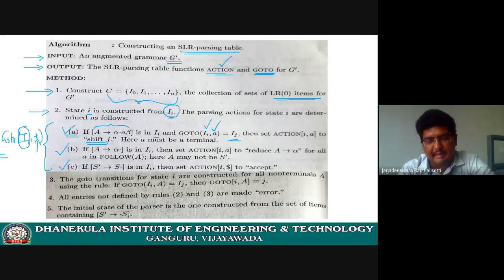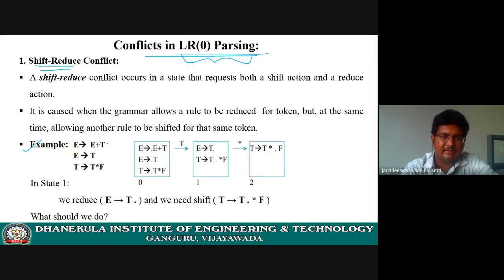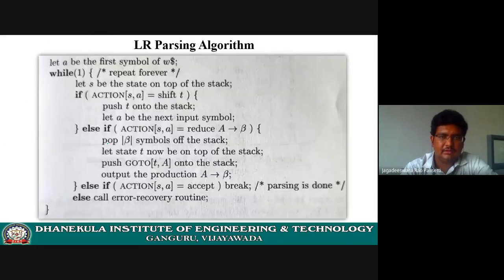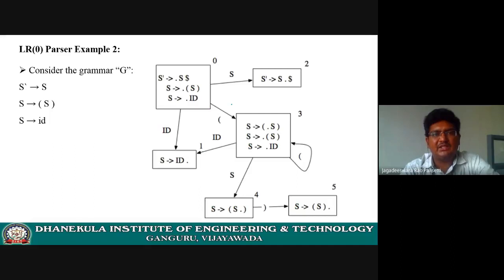If you want some example, I can go back. Okay, I will go back. Please wait. Yeah, let's take this example. In this example, let us consider this is the terminal. So what do I have to do here? Goto on I0 with respect to the open brace. The open brace is considered a terminal. So what do I have to do now?